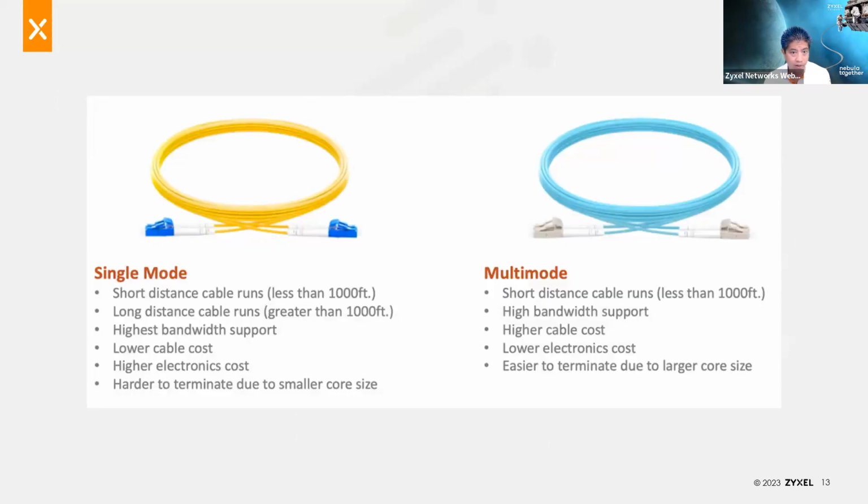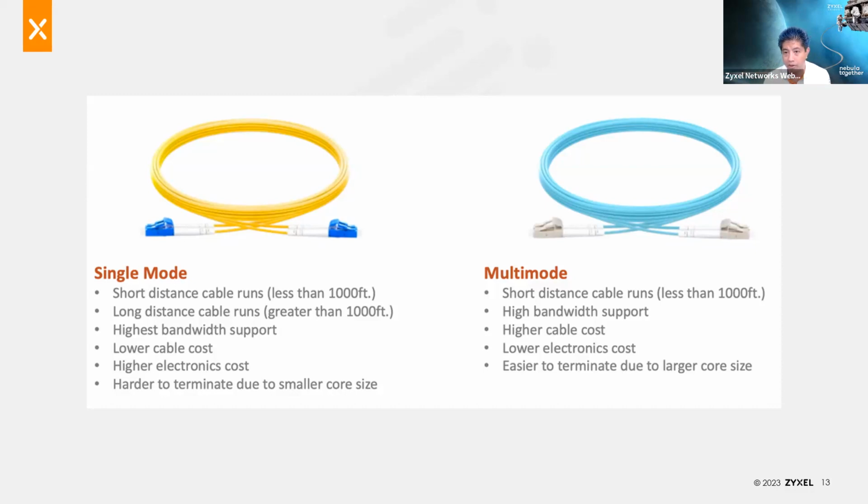A single mode fiber, like I mentioned, can be used for short distance runs, but its main use, I think, is for the long distance cable runs. It provides the high bandwidth support up to 10 gig at the long distances. It has lower cable costs, but the electronics, like the transceivers themselves or even the switches that can handle that, are typically more expensive. And it's harder to terminate the single mode fiber because of the smaller core size within that fiber.